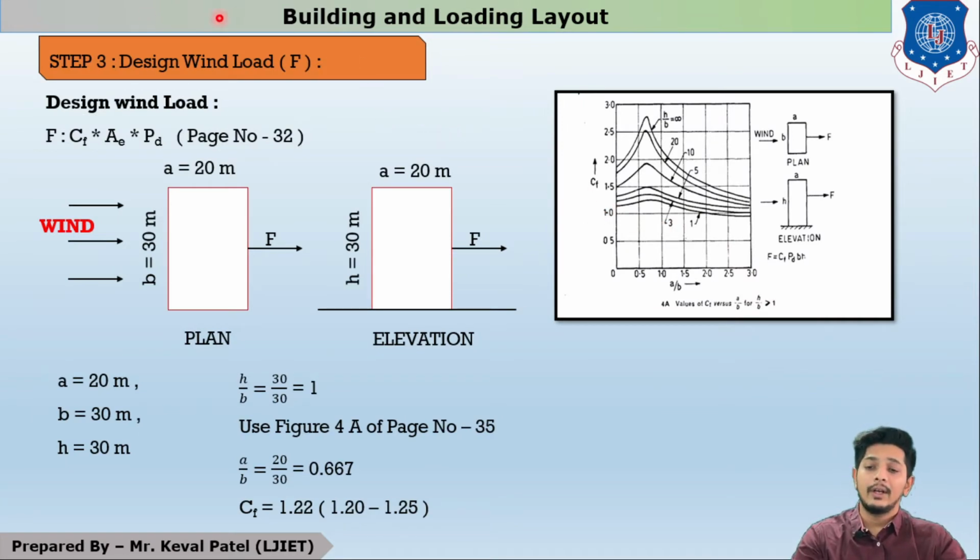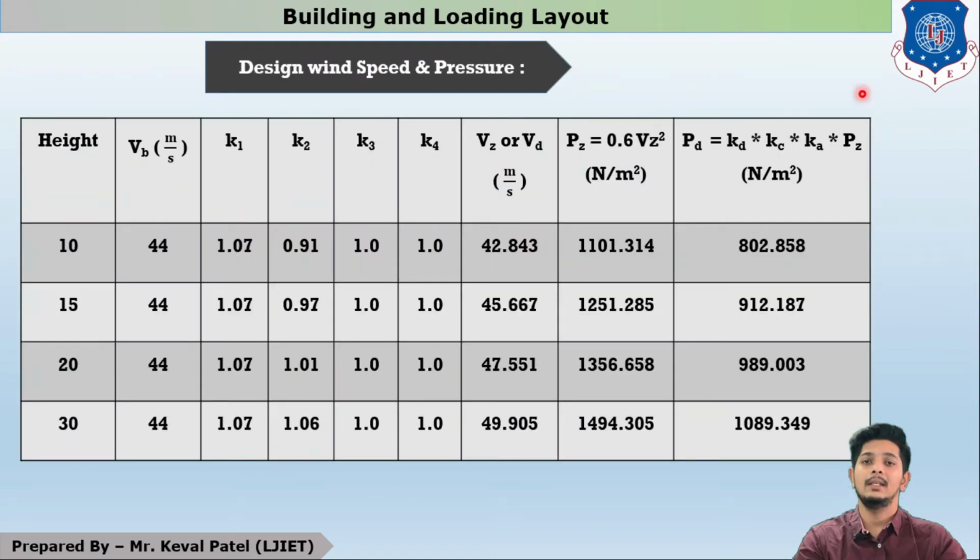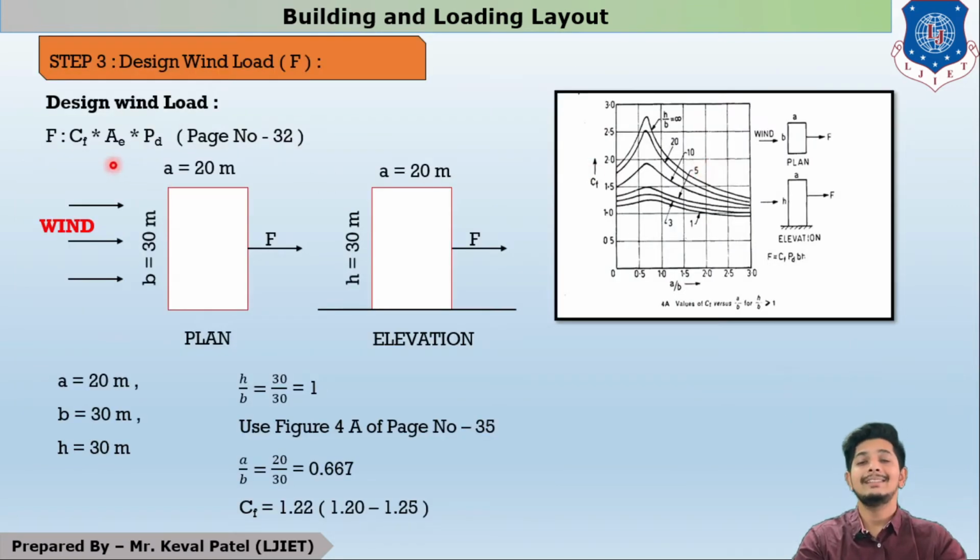Now we have to find out design wind load F. This is our step 3. After step 1 and step 2, IS code page number 32 suggests for wind load calculation we have to multiply CF into AE into PD. Now, PD we got in the previous slide, that is the design wind pressure. Now I want CF and AE to be found out. So now I will find out CF.